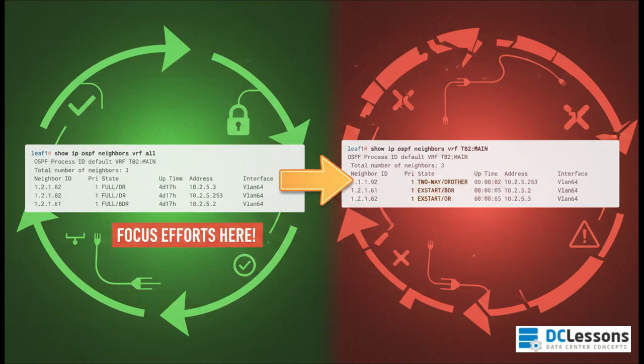For OSPF, the magic word you're looking for is full. That's the goal. Anything else is a problem. If you see states like ExStart or two-way, it means the neighbors can see each other, but they're stuck. They can't exchange routes, and that is a massive clue that tells you exactly where to focus your attention.